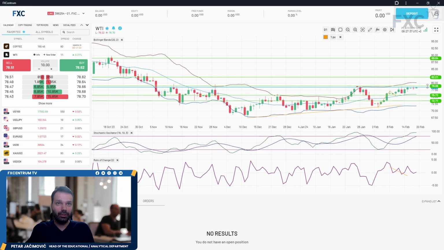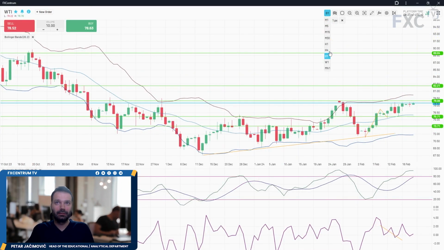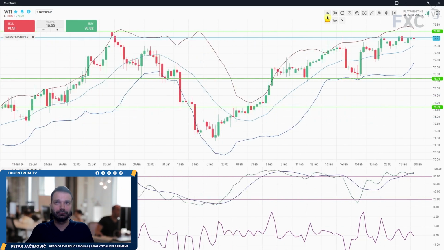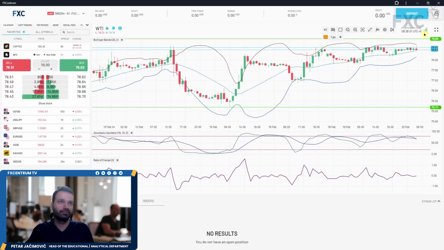So this is the short-term view. If we zoom in and check a 4-hour time frame or so, or we can check also the hourly time frame, we can see this tight consolidation, and the Bollinger Band is contracting, with potential further breakout mode. So pay attention to crude oil to the upside.